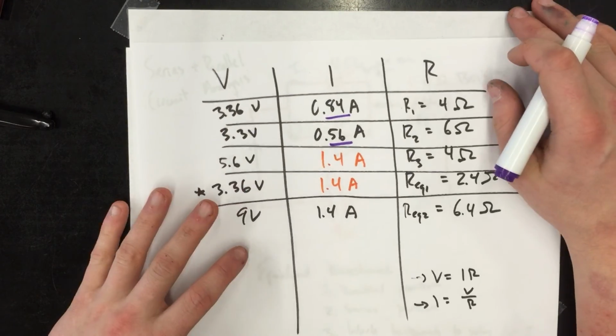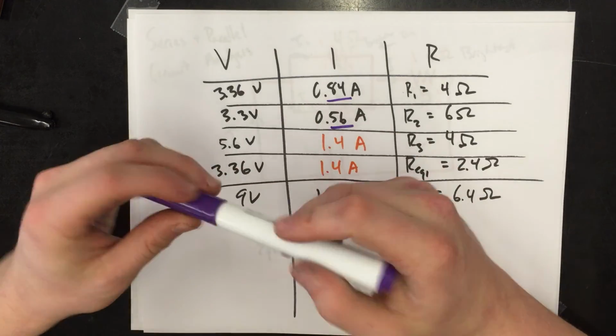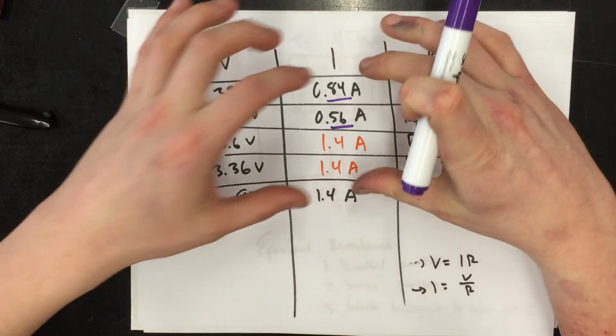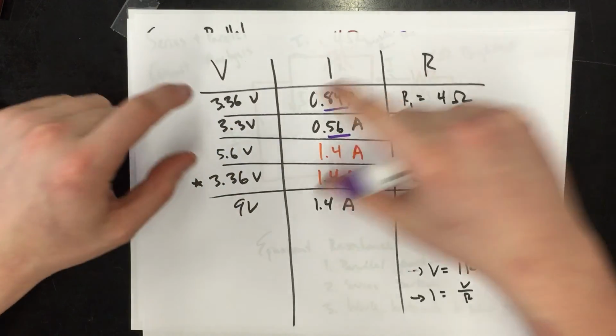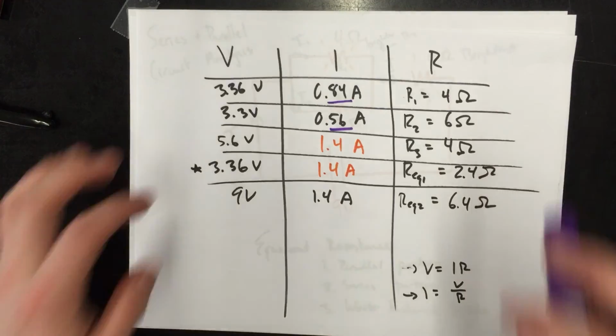So that's how we work through a circuit problem, reducing it to something that is simple, and then working backwards so that we could solve for the current or the voltage drop across any resistor. Okay, that's it.